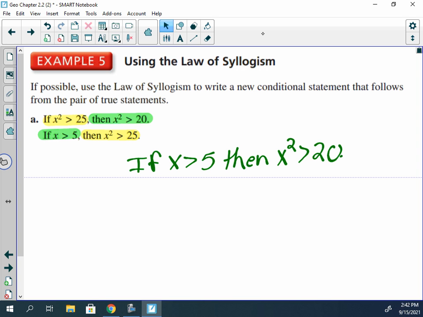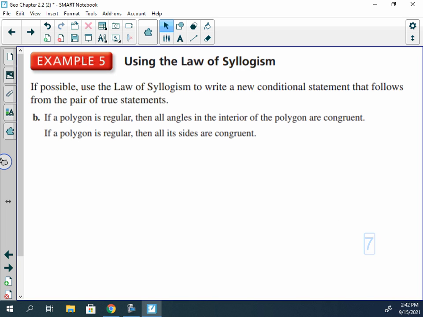Are you ready for the next one? If possible, use the law of syllogism to write a new conditional statement that follows from the pair of true statements. If a polygon is regular, then all angles in the interior of the polygon are congruent. If a polygon is regular, then all its sides are congruent. Well, these are two true statements, and we will actually delve into regular polygons because all the interior angles will be congruent, and all their sides will be congruent.